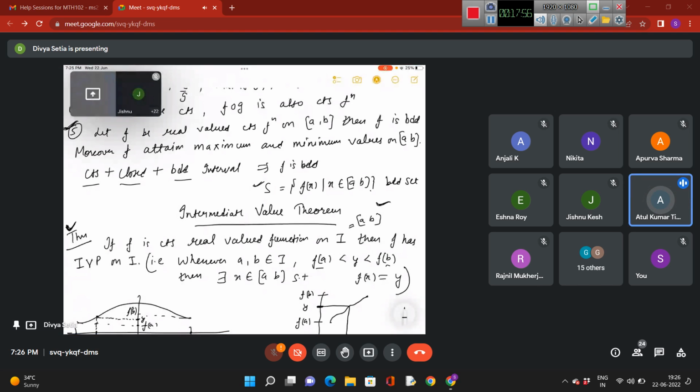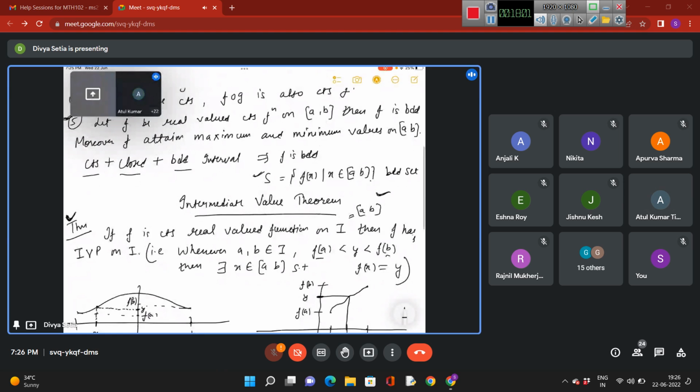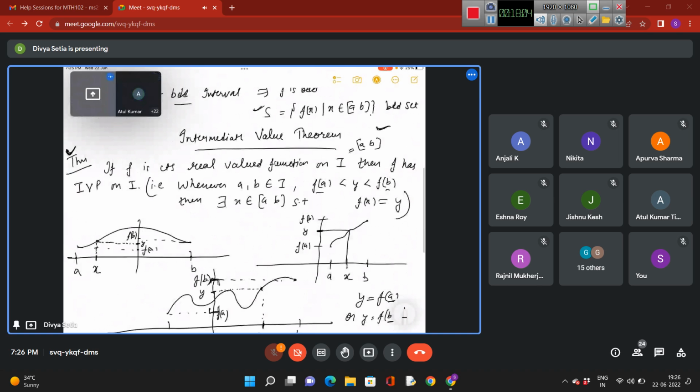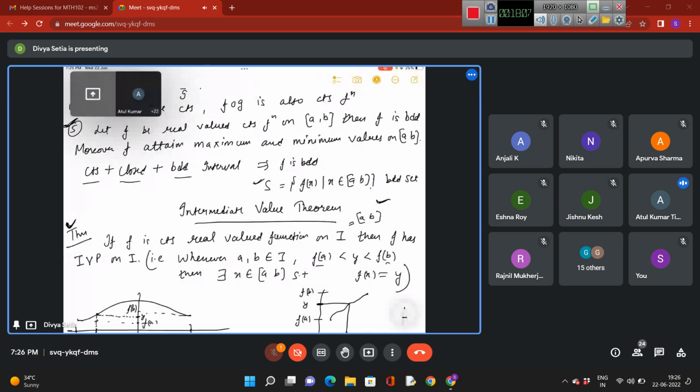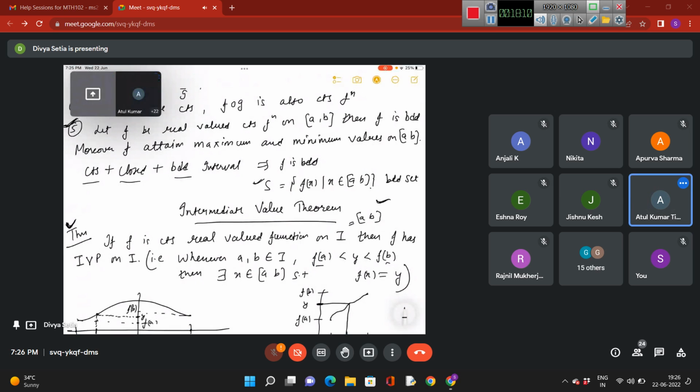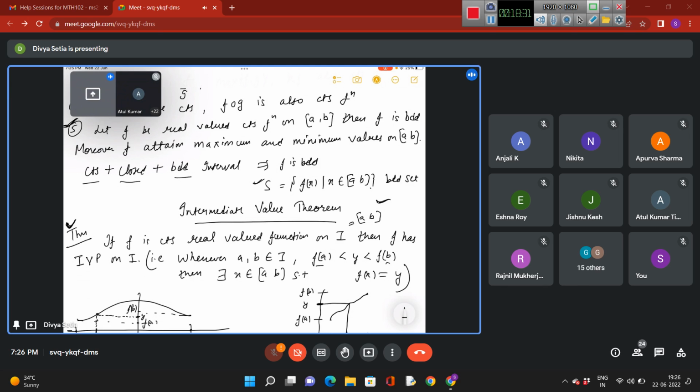Maybe the function is a surjective function? No, the function is not surjective, because if the codomain is not this interval, then it will not be. The function is not surjective. The function is from [a, b] to R.